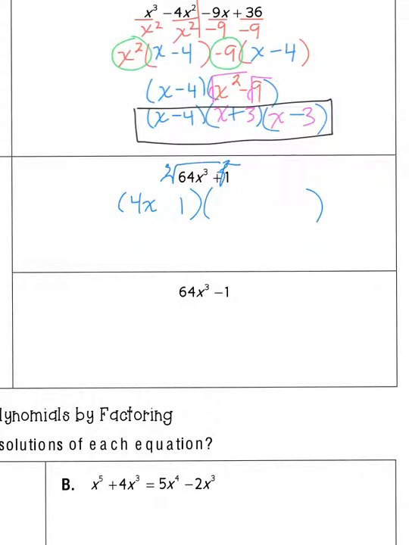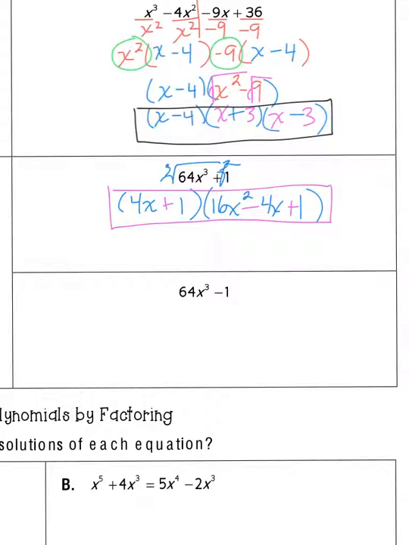Then for my trinomial, I'm going to square this and square this, so I get 16x squared and a 1. And to get my middle term here, I'm just multiplying those two together, and that gives me a 4x. Then for your signs, remember here I'm going to have same sign, so I have a plus. And then these are opposite signs, so I have a minus, and then this one is always positive. And there you have that.